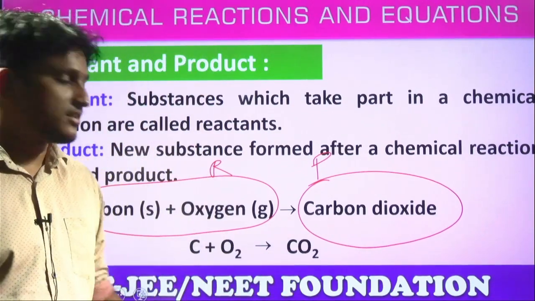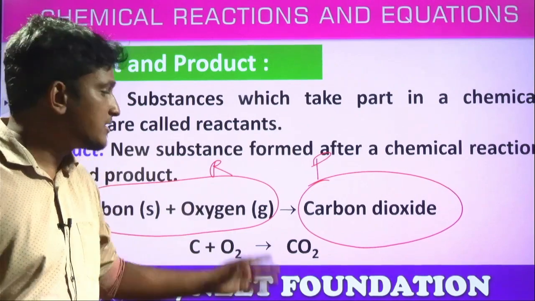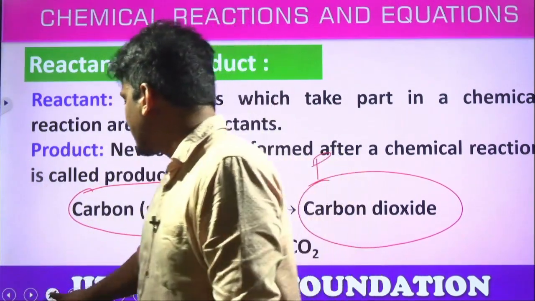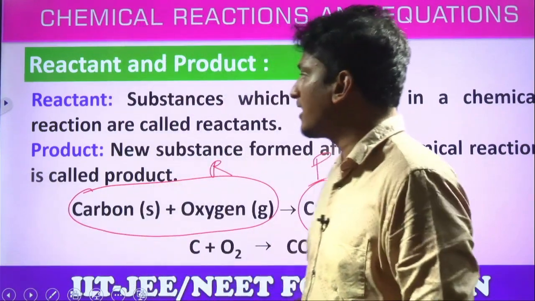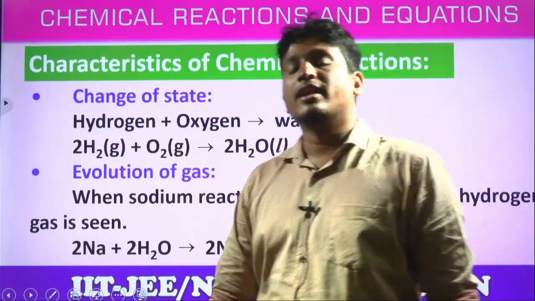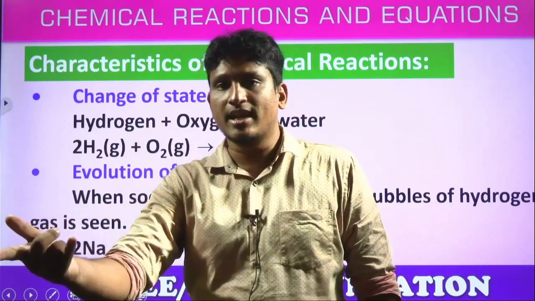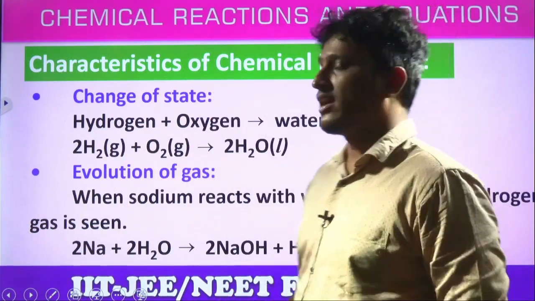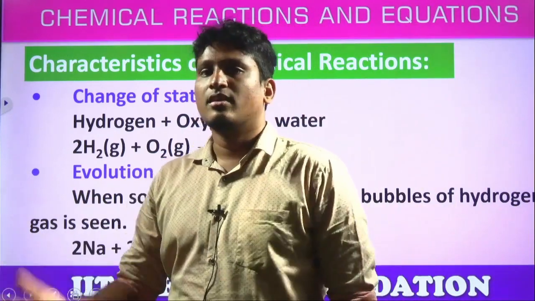What are the reactants? C plus O2 are the reactants. What is the new product? CO2 is the new product. Got the clarity about the reactants and products? The components which are reacting are called reactants, and the component which is getting produced in the reaction is called a product.